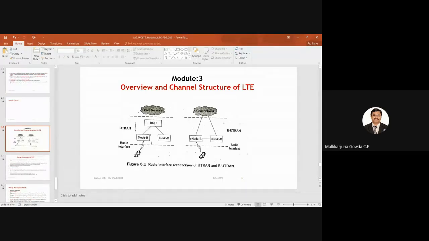So Utron means UMTS terrestrial radio access network. U stands for UMTS, terrestrial radio access network. And E-Utron stands for evolved UMTS terrestrial radio access network. So what is the difference you are finding between these two diagrams?